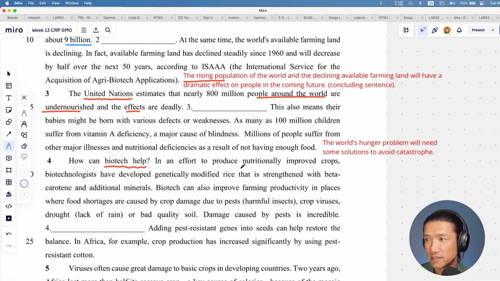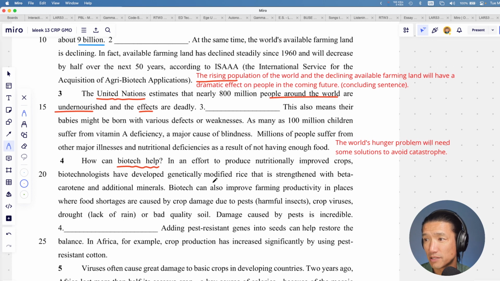In an effort to produce nutritionally improved crops, biotechnologists have developed genetically modified rice that is strengthened with beta carotene and additional minerals. Biotech can also improve farming productivity in places where food shortages are caused by crop damage due to pests, harmful insects, crop viruses. Whenever you see this, they have like a parentheses. Sometimes it's like another definition. It's a definition within this.